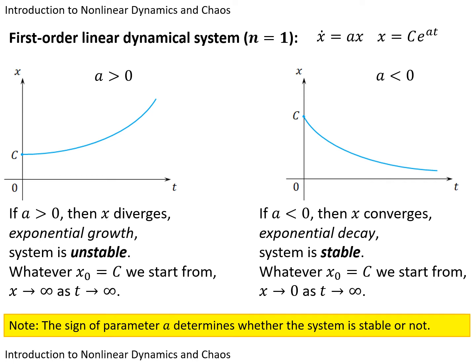Before we speak about stability of second-order linear systems, let's recall the first-order linear systems. We said we look at the parameter a, and if a is positive, then graph of x is diverging, and then we say system is unstable. If a is negative, then graph of x is converging and system is stable.